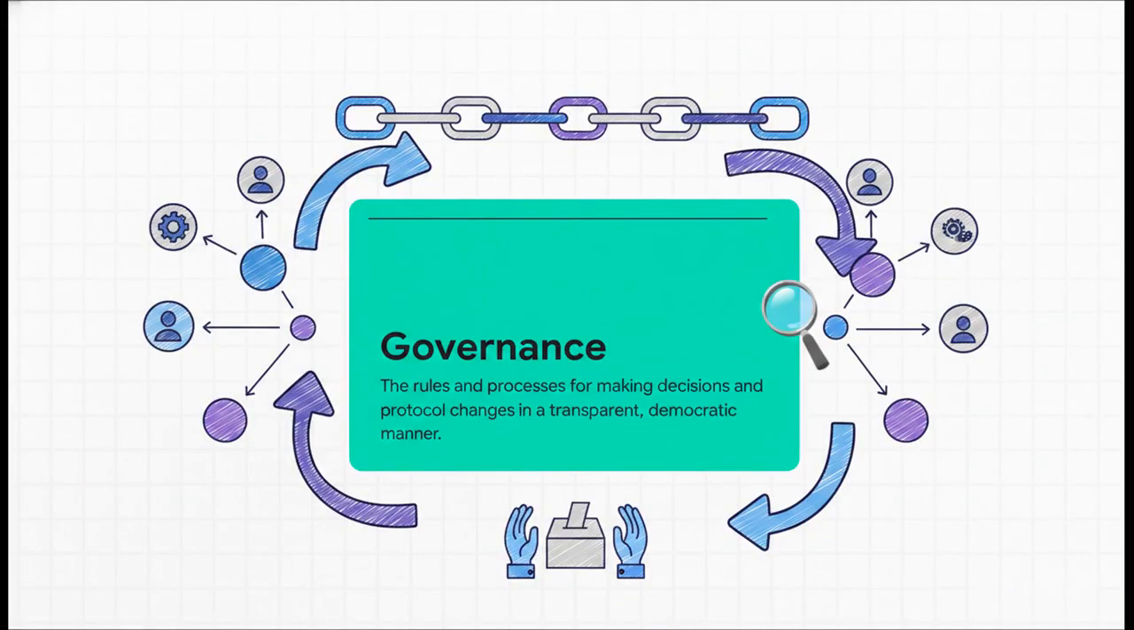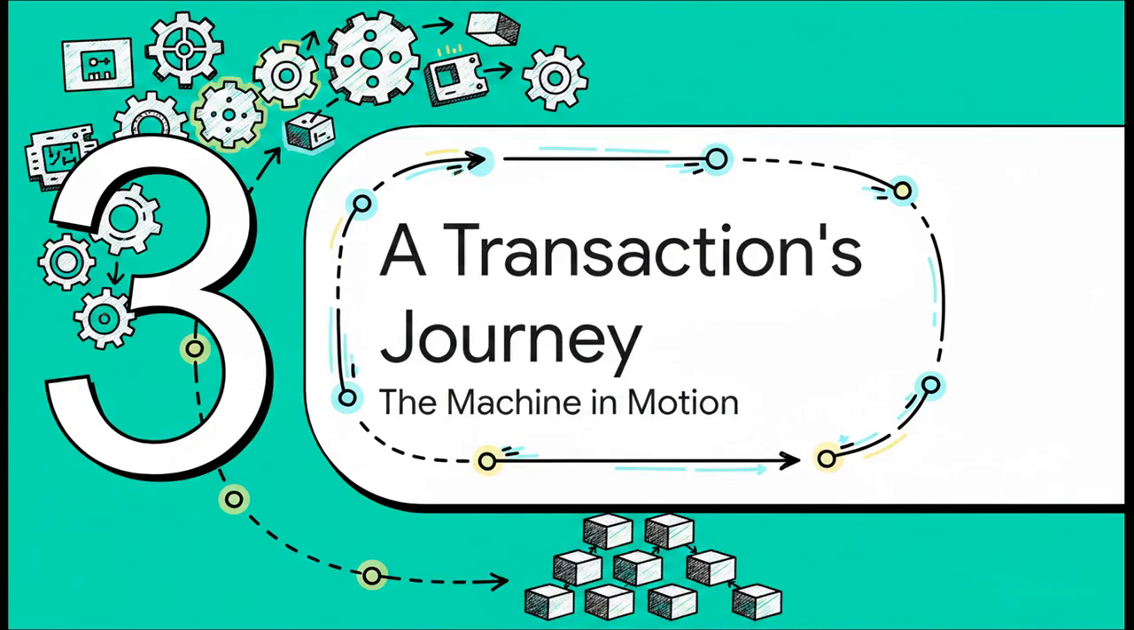And last but not least, governance. I mean, think about it. How does a system with no boss, no CEO ever evolve or get updated? That's what governance is for. It defines the rules for how decisions get made, how to upgrade the software, how to change the rules. It's the process that lets the community manage the whole thing democratically over time, and it's absolutely crucial for long-term survival.